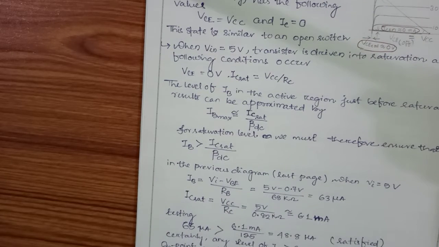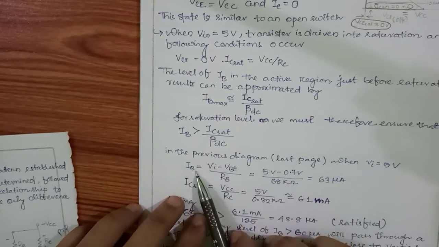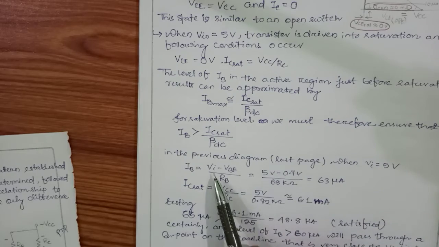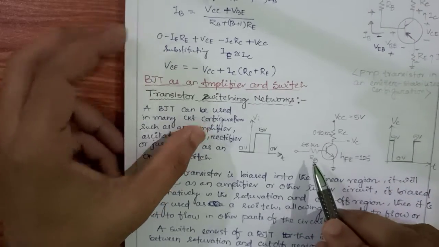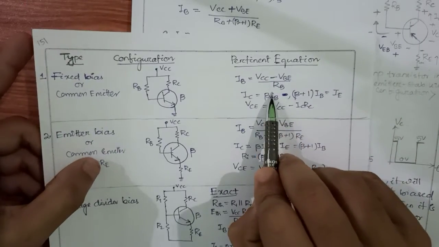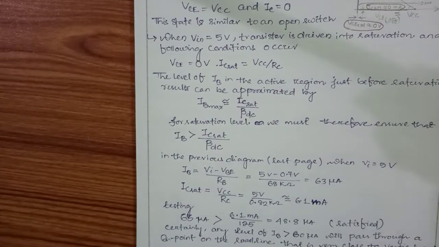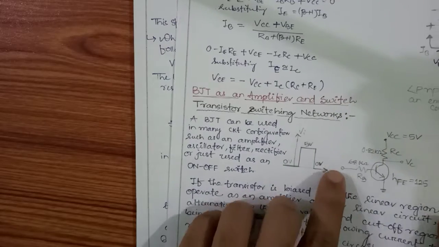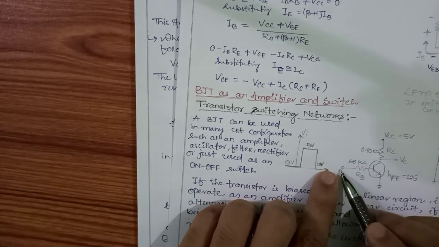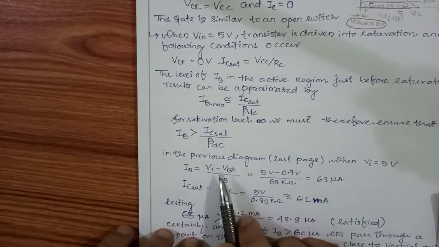Now if we see this configuration, here I am applying 0 voltage and 5 voltage. So as our IB value, what will happen? If this 5 voltage is applied, then what will I write for IB? We know this is a fixed bias configuration. So for fixed bias configuration, our IB value is nothing but VCC minus VBE upon RB. Here the VCC for the input side is our input voltage. The voltage before the base is nothing but VI. So that is VI minus VBE upon RB, and that's why I have written VI minus VBE upon RB.